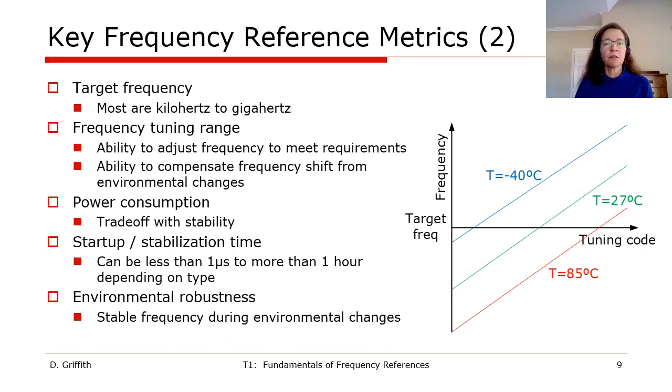Here, the frequency is plotted versus a tuning code for 3 different temperatures. In this case, the tuning code could be adjusted to get a constant frequency versus temperature if the application required it. Another important parameter is the power consumption, which is usually higher for references with better stability.